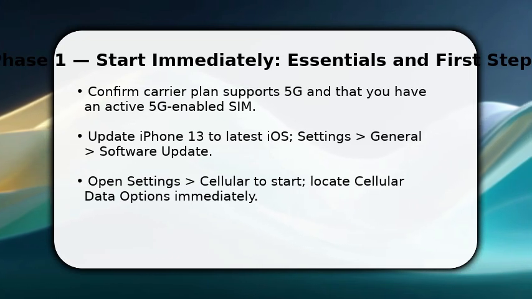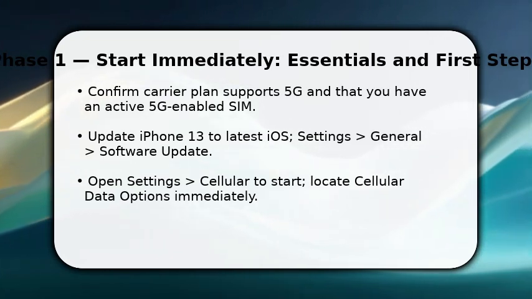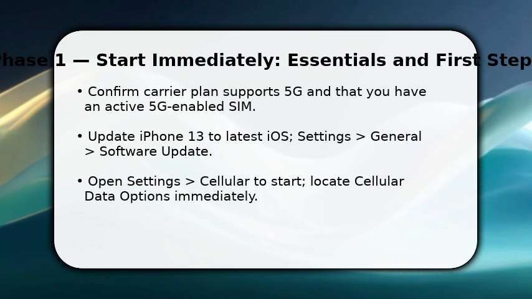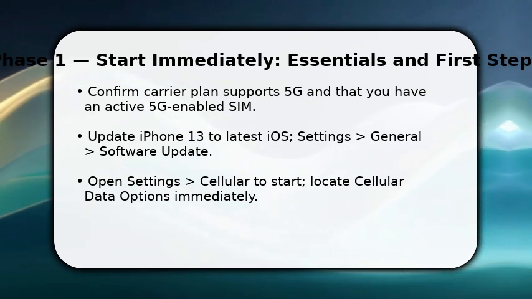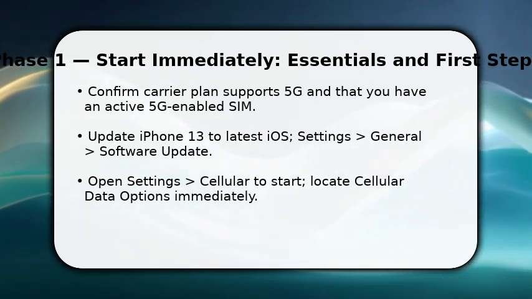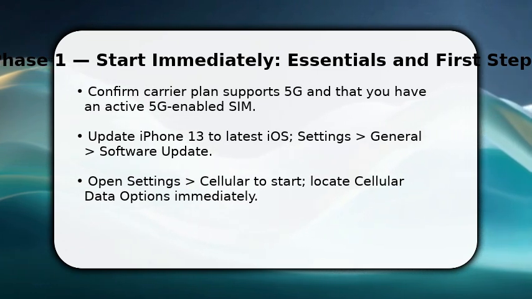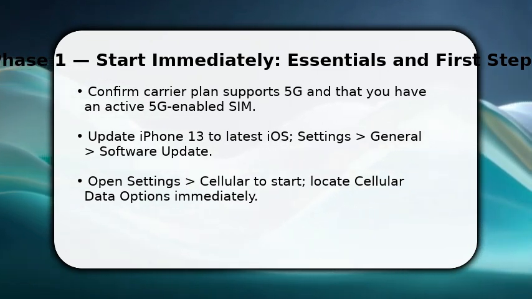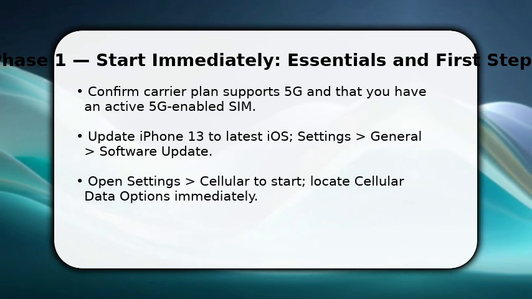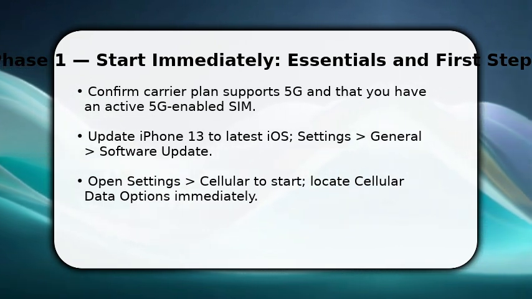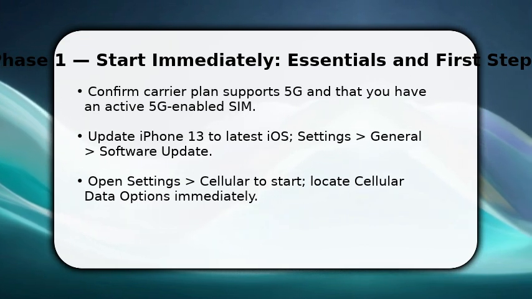Enjoy the video. You start by confirming that your carrier plan and SIM support 5G. Without that, the phone can't use the bands. Once done, update iOS to the latest version so bands and bug fixes are current. Now open Settings, tap Cellular, and enter Cellular Data Options. This is where you make the change. You're acting on working prerequisites, not theory.